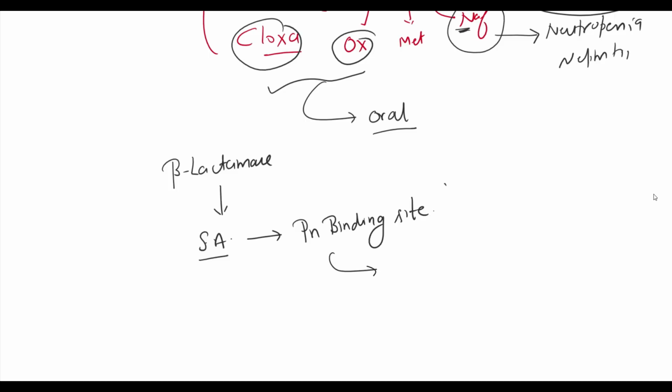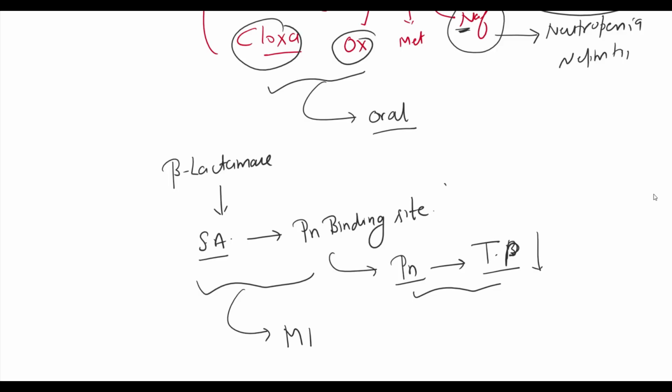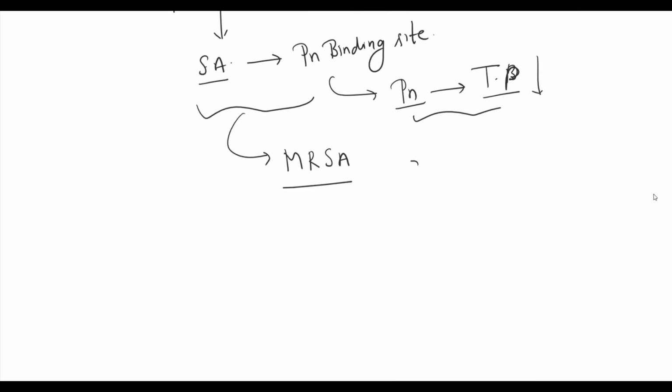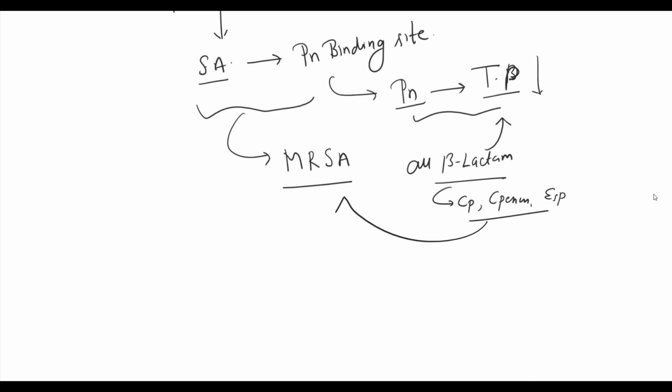So there is decreased efficiency of binding of penicillin to transpeptidase enzyme, which ultimately results in decreased inhibition of transpeptidase enzyme. And this resistant strain of Staphylococcus aureus is known as methicillin-resistant Staphylococcus aureus. Since all beta-lactam antibiotics act by binding to transpeptidase enzyme, any beta-lactam, which includes cephalosporin, carbapenem, and extended-spectrum penicillin, do not act against MRSA.